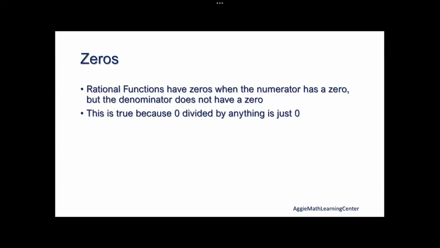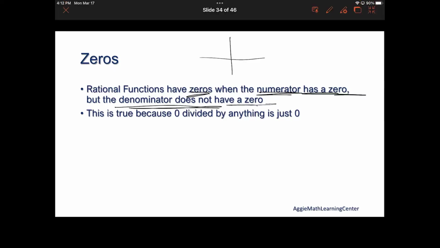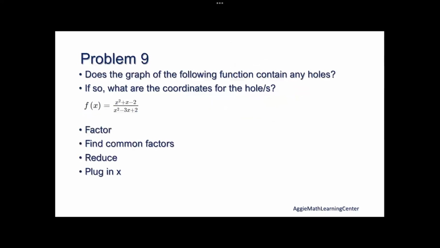Zeros. Rational functions have zeros when the numerator has a 0 but the denominator does not have a 0. Remember, we can have a 0 that is both in the numerator and denominator, but there would be a hole at that point, so technically it's not a zero. This is true because 0 divided by anything is just 0. So whenever our numerator is 0, it's going to be 0. It doesn't matter what the denominator is.